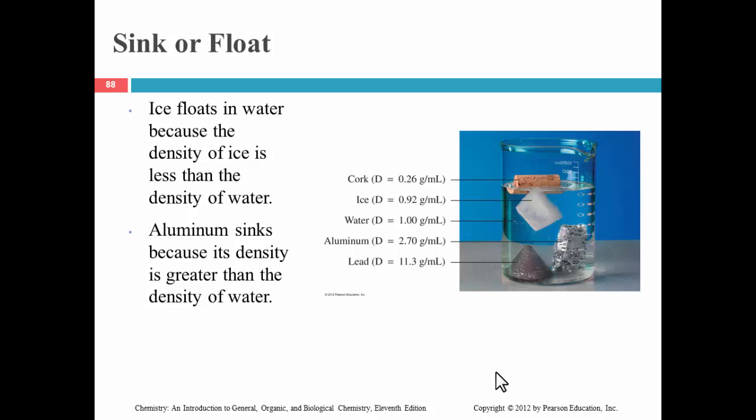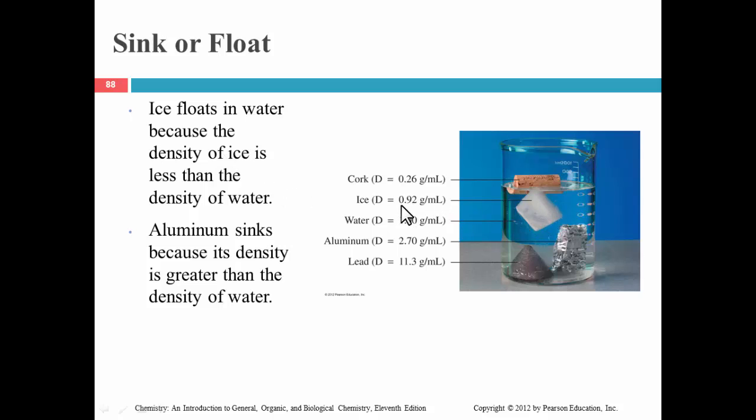Let's go back to thinking about the picture that we looked at the very beginning of this video. Water has a density of 1.00 grams per mL. Ice floats in water because the density of ice is less than the density of water.